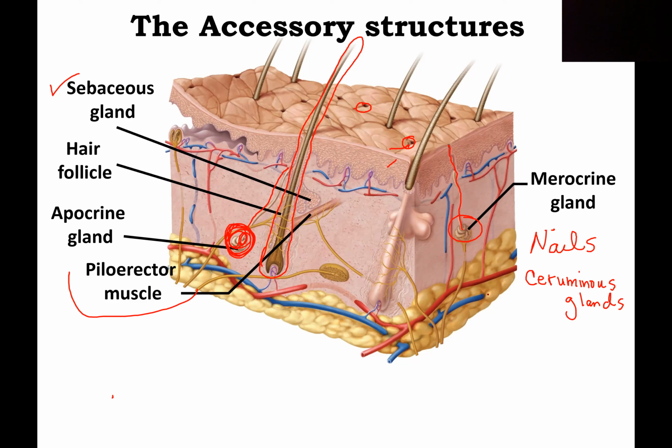The ceruminous glands are special glands located in your ear that secrete wax. So, accessory structures for the integumentary system.